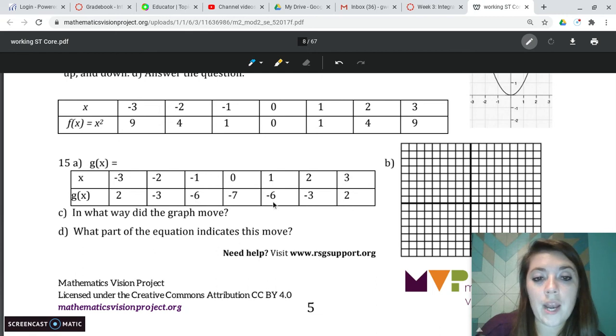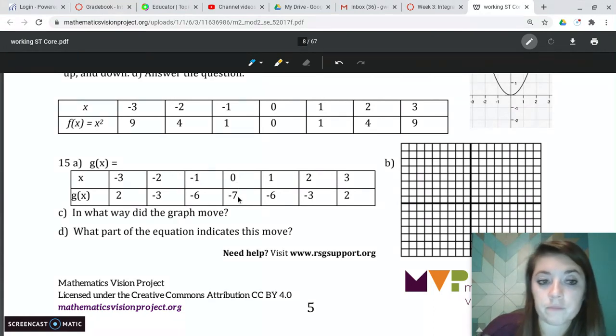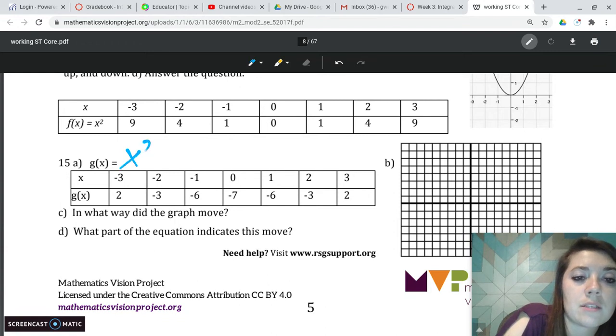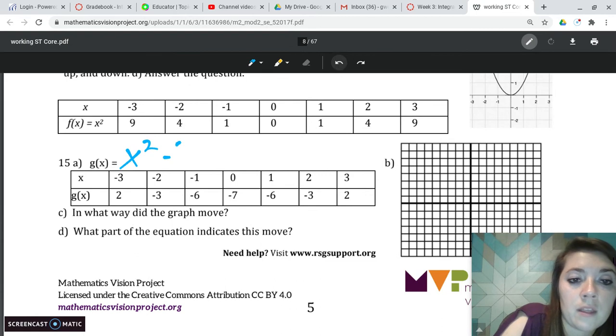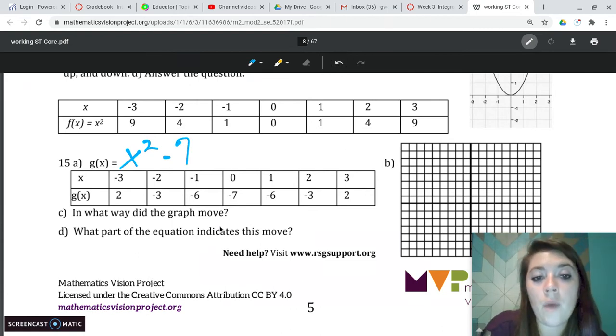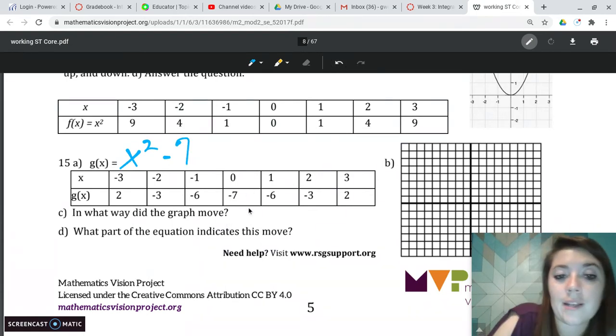So what happened? What changed between this one and this one? One of the easiest ways to see this is looking at, sorry, not the vertex necessarily, looking at the y-intercept. That's one of the easiest places to see it. We went from being at 0 to being down 7. So our equation is going to be x squared minus 7. Sorry, 7. So in what way did the graph move? Well, it went down 7.